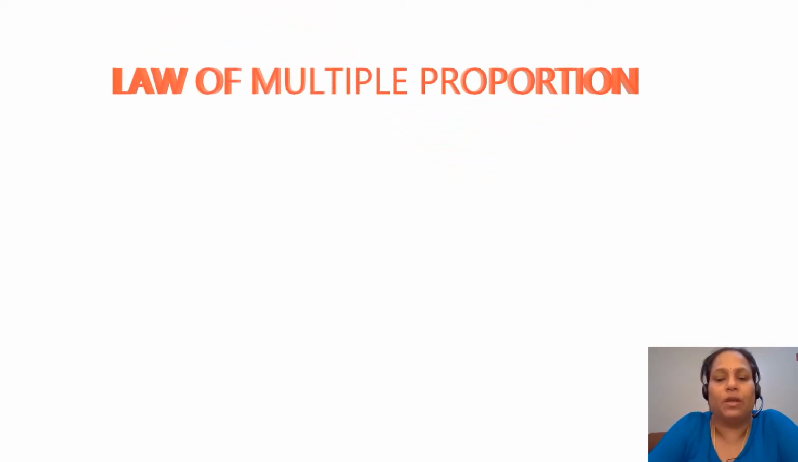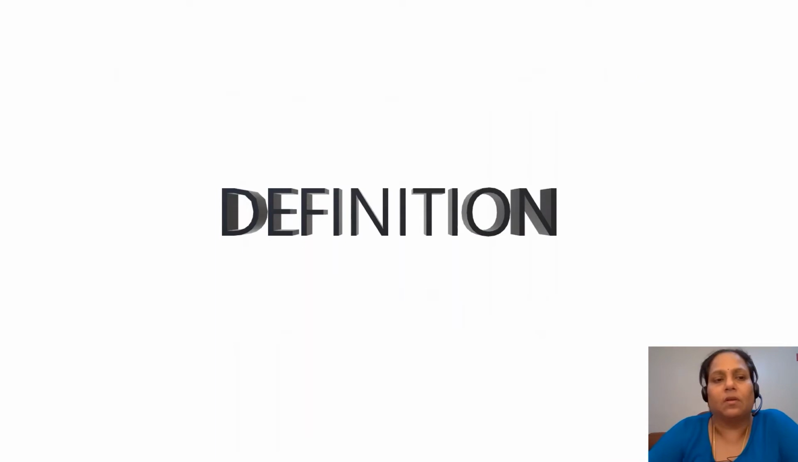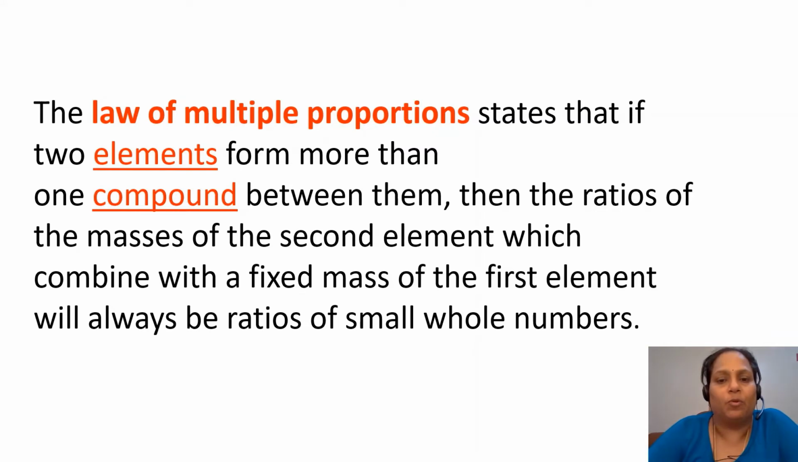We are going to see the law of multiple proportion in detail today. Do you know who proposed this law? This law was proposed by John Dalton. So how was this law defined? The law of multiple proportions states that if two elements form more than one compound between them, then the ratio of masses of the second element which combine with the fixed mass of the first element will always be ratios of small whole numbers. The law seems to be a bit confusing and very long.